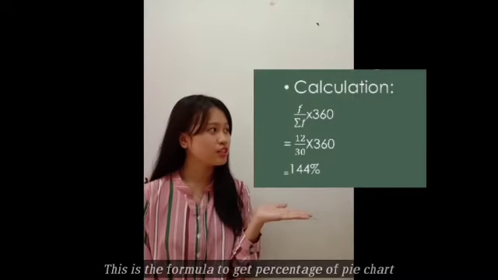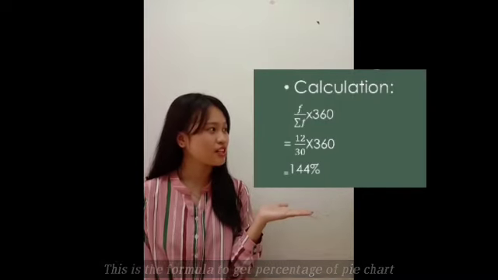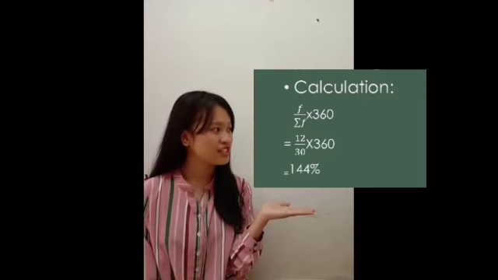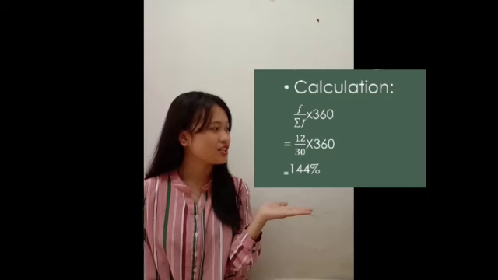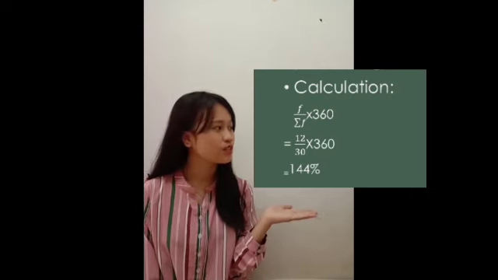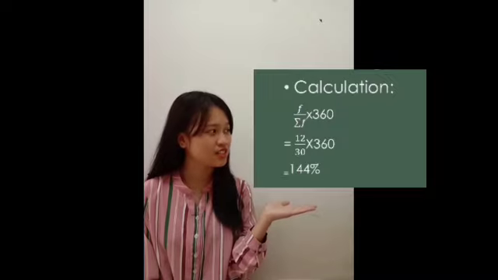This is the formula to get the percentage of the pie chart: frequency divided by total sum of frequency times 360. The calculation is 12 divided by 30 times 360.